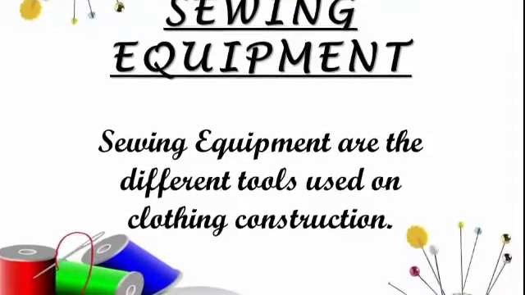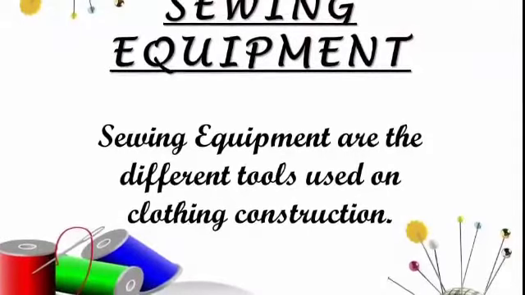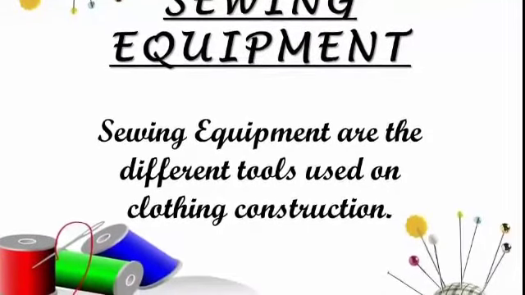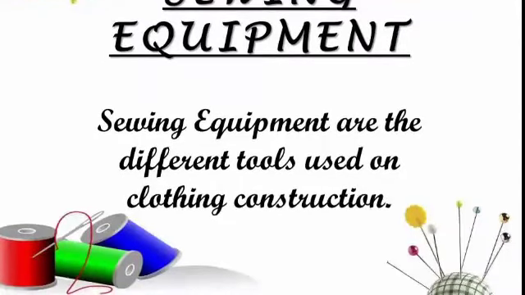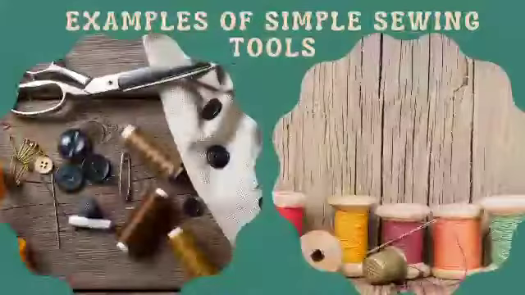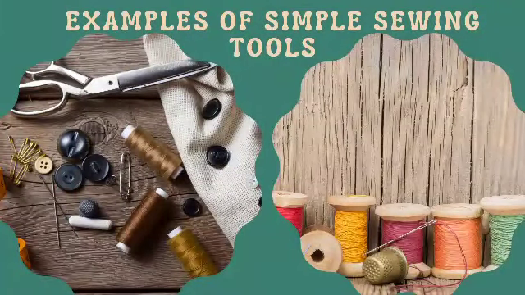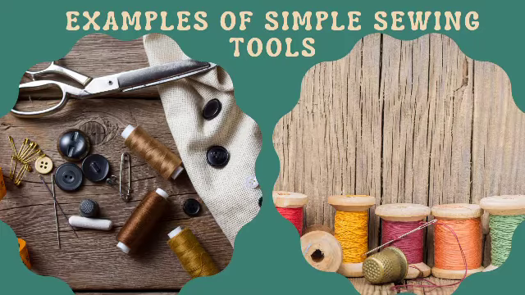Now, let's look at sewing tools or equipment. Examples of simple sewing tools include needles, pins, thimble, tape measure, tailor's chalk, scissors, ironing board, sewing machine, pressing iron, tracing wheel, tracing paper, and others. So these are some examples of simple sewing tools and equipment.